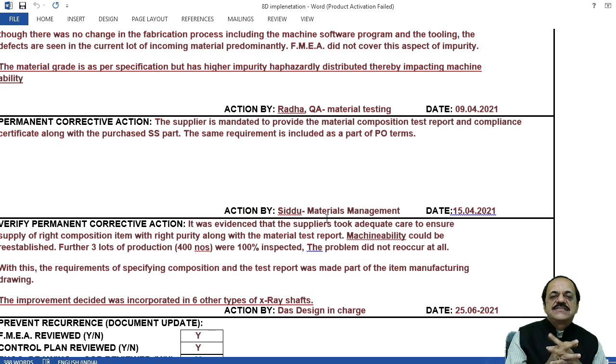400 numbers received were fabricated and checked. The problem did not repeat at all when checked in different lots. The improvement was found to be effective, and decision was taken to leverage that knowledge to other 6 varieties of CT shafts made, thereby benefiting sixfold for the company.